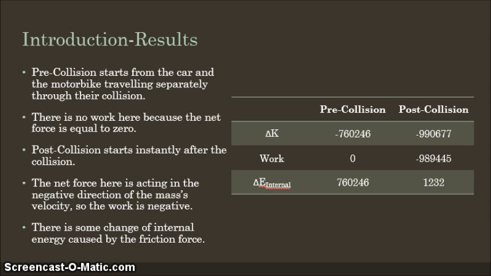To better explain this pre-collision and post-collision separation in our analysis, the pre-collision starts with the car and the motorbike as our system. They're two separate entities in our system which collide into one entity. There's no work done in this part of the collision, because the net force is equal to zero, with the force of the engine plus the frictional force canceling each other out. Whereas post-collision starts instantly after the collision, so we're looking at one mass. The net force here acts in the negative direction of the mass's velocity because the friction force is the only force acting on it, so the friction force is the net force here.